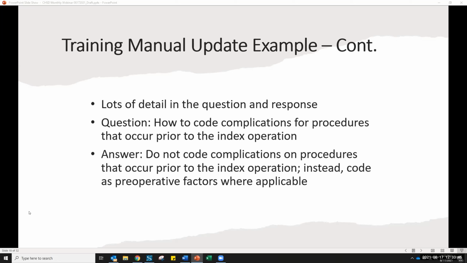So you personally, if you're not the person that asked this question, didn't need to read that entire question and read the entire answer to get to this. These are two sentences instead that clear this up. Now, if you are the submitter of this question, you've correctly submitted this question, and we do still want you to submit your question with full detail, so that we understand your specific scenario. And we're still going to provide the same kind of detailed response to you. It's just that what hits the training manual will be what is applicable to all of us that are coding, in this example, complications on non-index procedures that occur prior to the index procedure.